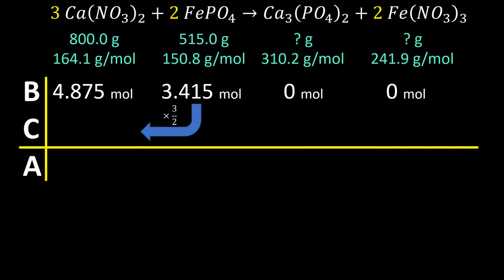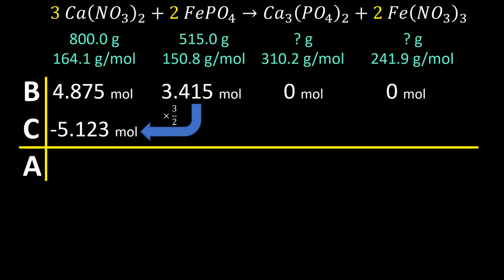So to do this, I multiply by the mole ratio. This 3 and 2 that I'm multiplying by, 3 over 2, comes from the coefficients up in the balanced chemical equation that I have highlighted in yellow. Okay, so when I do this multiplication, I end up with 5.123 moles. So that means that to fully react with the 3.415 moles of iron phosphate, it requires more than I actually have.